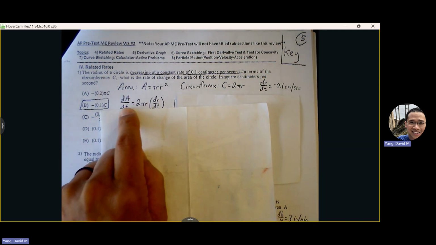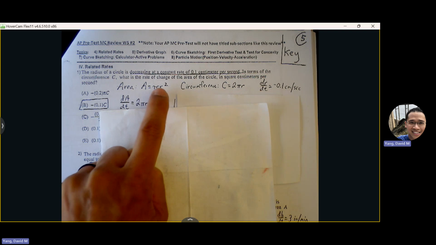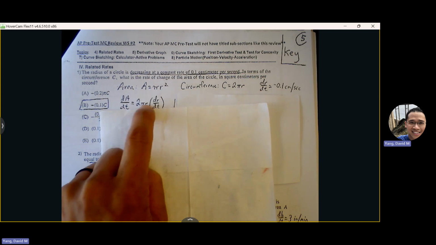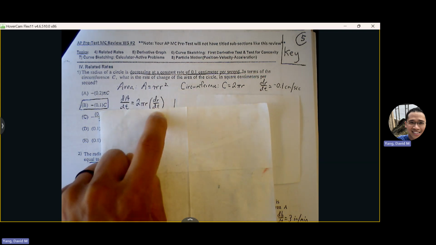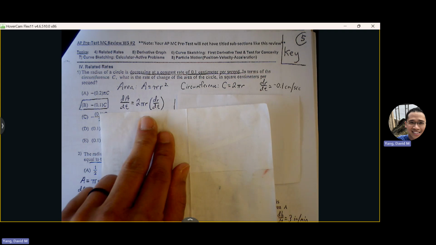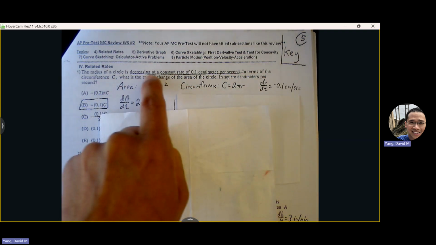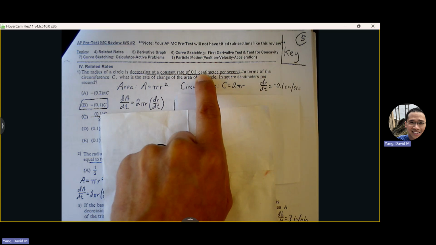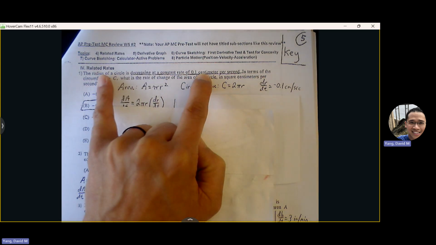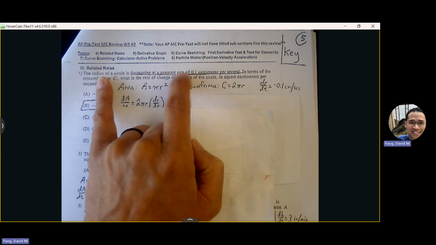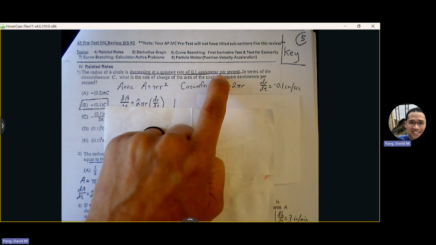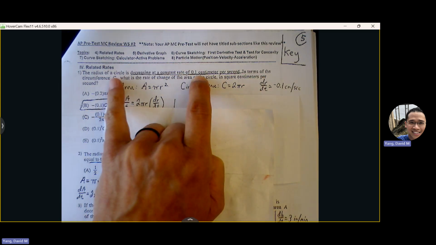A becomes dA/dt. Pi r squared, we go through the power rule, becomes 2 pi r. But then we're asking for r's derivative, so we attach dr/dt. It says the radius is decreasing at a constant rate of 0.1 centimeters per second. We see this is describing the radius, but it's not a static value. It's a moving value because we see the word rate, and the units of measure are centimeters per second. It's got to be something involving radius and time. So then we know that's going to be dr/dt.